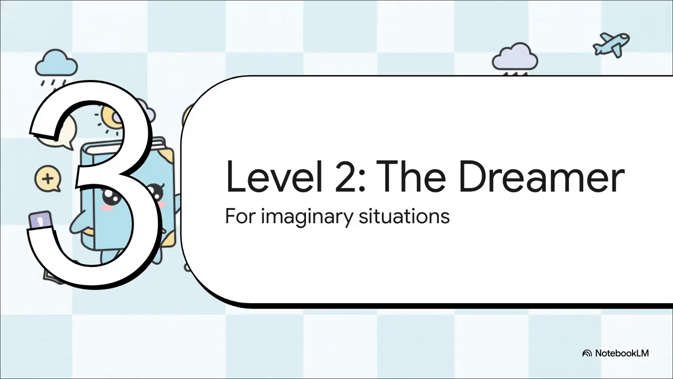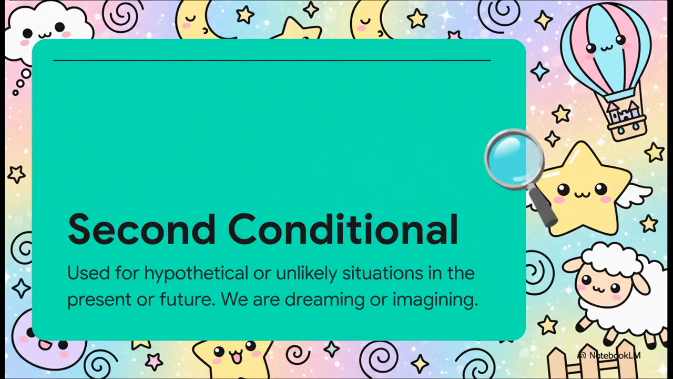Okay, ready to have a little fun? Let's move up to level 2, the dreamer. This is where we get to use our imagination. We use this for things that are not real, that are hypothetical, or just very unlikely to happen. This is the second conditional. Yep, we use the second conditional to talk about our dreams. You know, what would you do if you won the lottery?